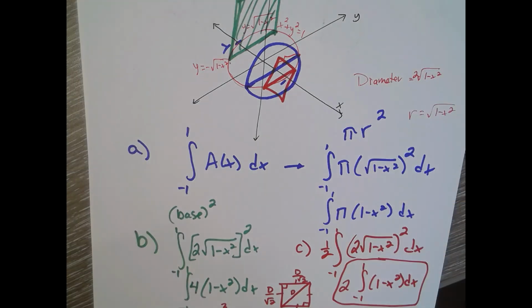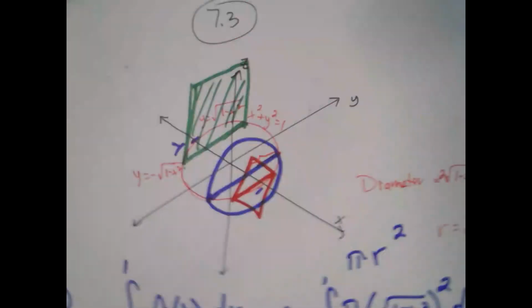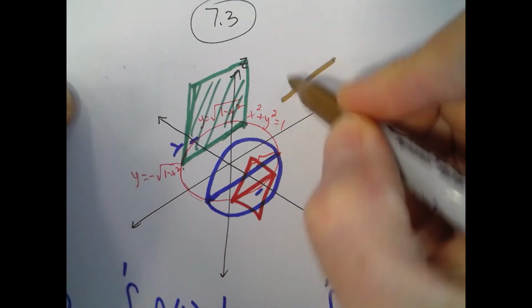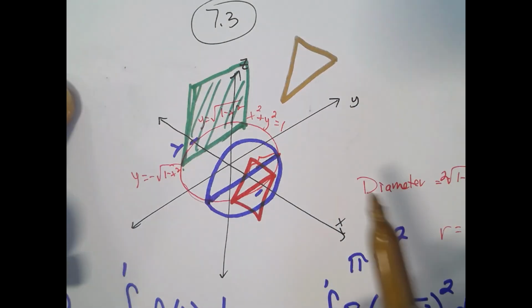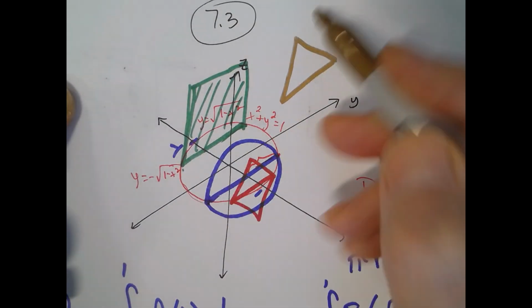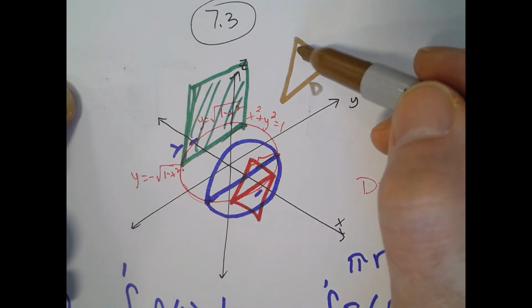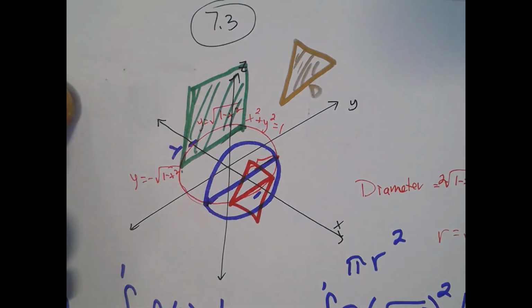Part D. D says the cross sections are equilateral triangles with bases in the xy plane. So we have to find out, let's see, out of colors. I got a brown one here. Brown doesn't really show up very well. I'll do it right up here. Okay, so assuming that this was on the circle here, and we know that this is our diameter, what's the area of this kind of brown triangle?